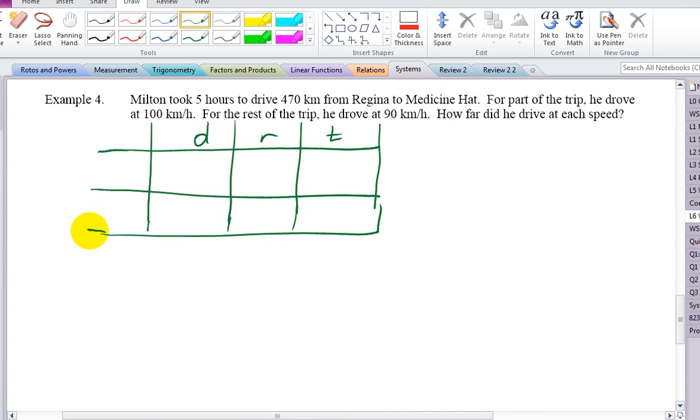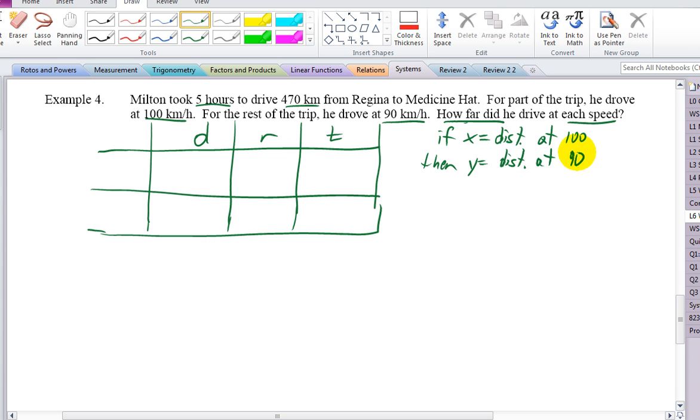Now, Milton took 5 hours to drive 470 kilometers from Regina to the Hat. Part of the trip was at 100, the rest was at 90. How far at each speed? There's X and Y. So, if X equals the distance at 100, then Y equals the distance at 90. Where did I find X and Y? Found in the last sentence of the question.